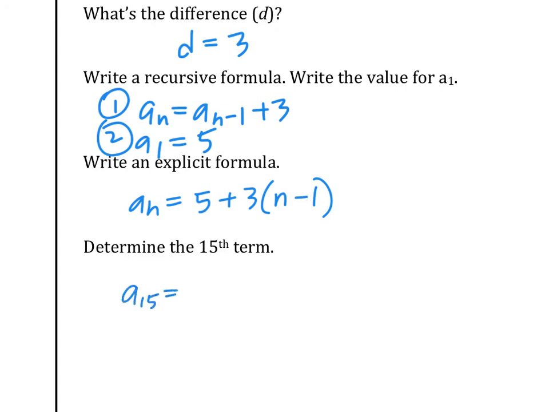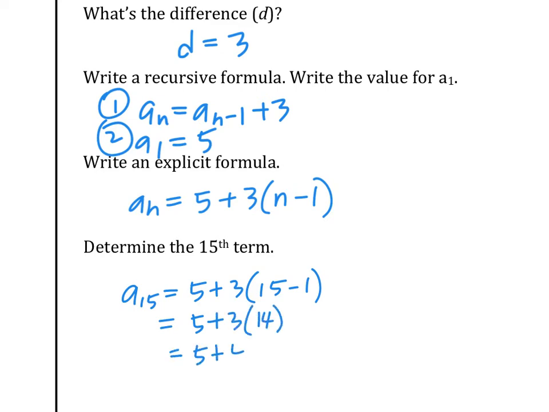a15 is 5 plus 3 times 15 minus 1. 47. You're too fast. Count 5 seconds. Okay, 5 plus 3 times 14. So 5 plus 42, 47.